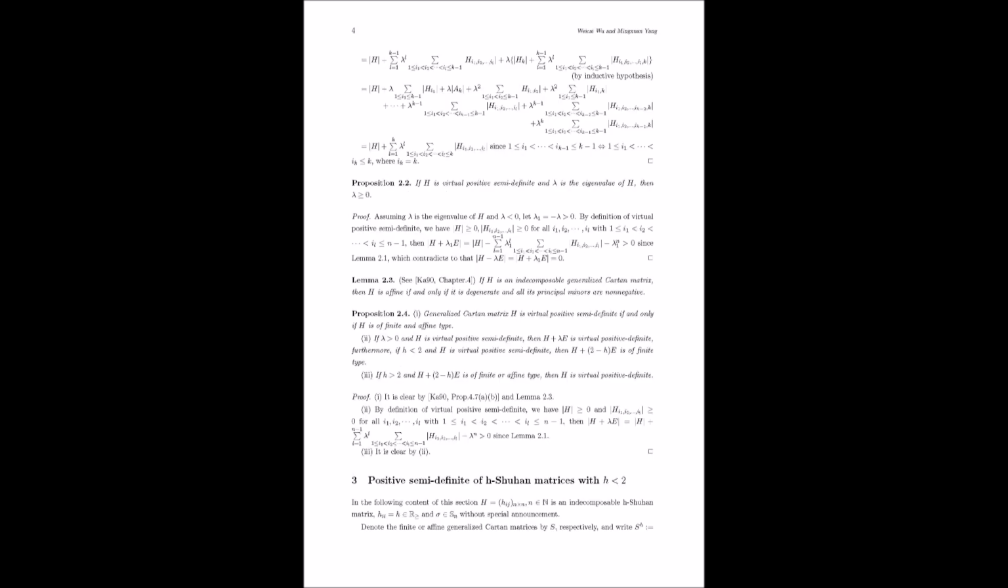And then the third part is kind of the reverse. It says that if h is greater than 2, and you get a finite or affine type generalized Cartan matrix by adding a multiple of the identity matrix to an h-Shuhan matrix, then the original h-Shuhan matrix must already have been virtually positive definite. So it's like a two-way street between these h-Shuhan matrices and generalized Cartan matrices. Right. And the value of h plays a big role in determining which properties hold. Exactly. And that's a great point to kind of transition into section 3.